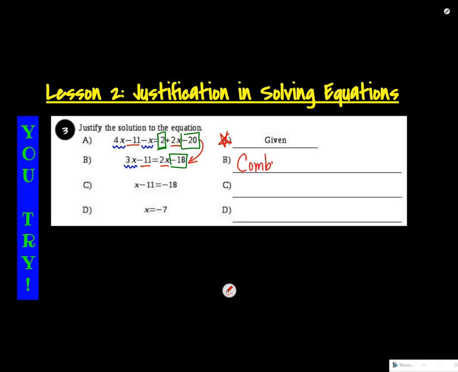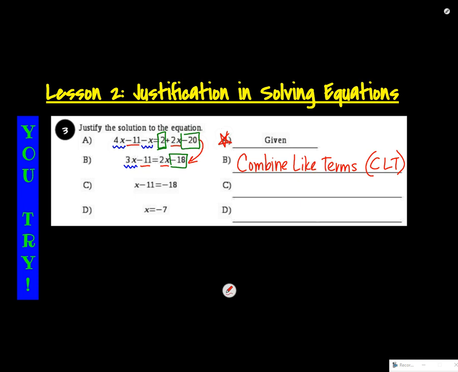Combine like terms. Now, if you want to abbreviate so that you don't have to write it out, you could abbreviate it CLT, combine like terms. I accept that abbreviation. That is something that I do know. Okay, so combine like terms is what I want you to put there.